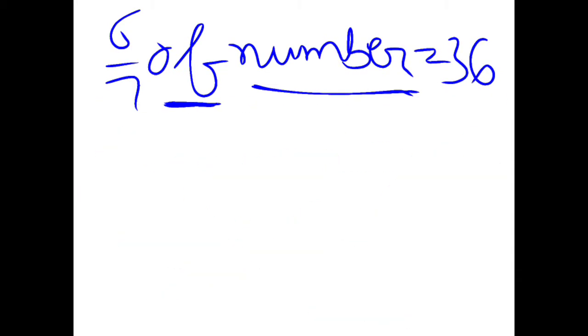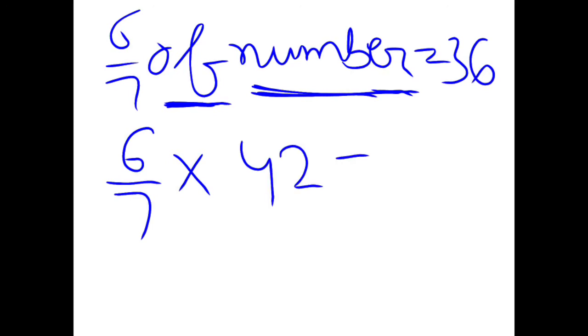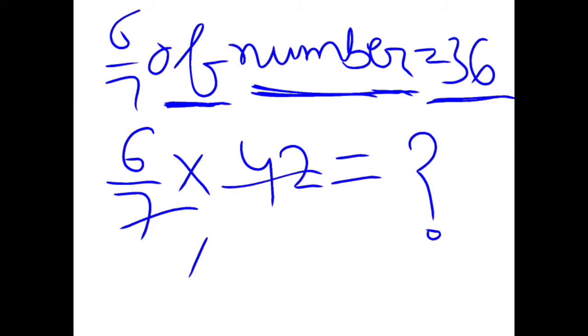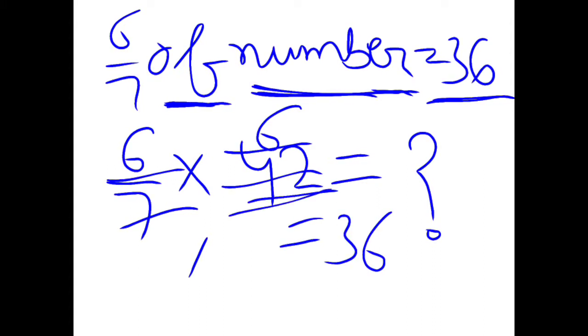How can we check? We just write the 6 upon 7 as it is and "of" as multiplication, and the number that we got is 42. So what does that give us? Is that giving us 36? Then our answer is right. So 7 ones are 7, 7 sixes are 42. 6 multiplied by 6 gives us 36. So that number 42 is the right answer.